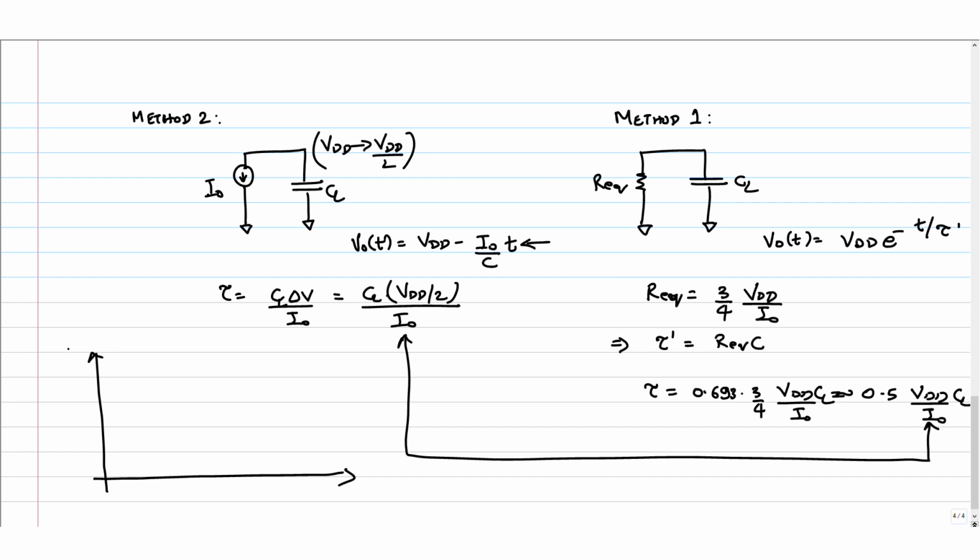Okay, so if you look at V naught of t versus t, you have a straight line like this for method 2. The method 1 is going to look like this.